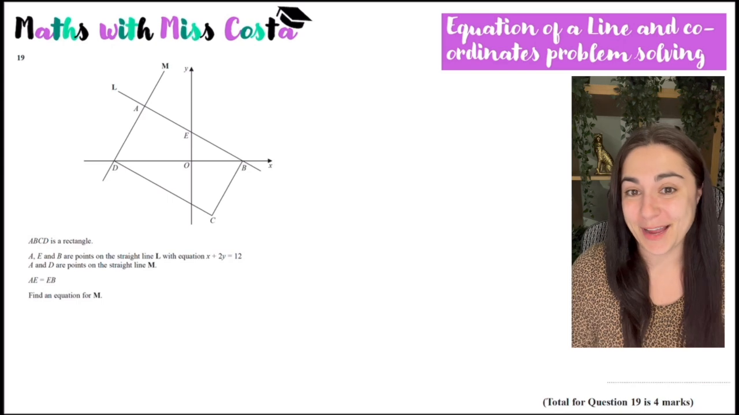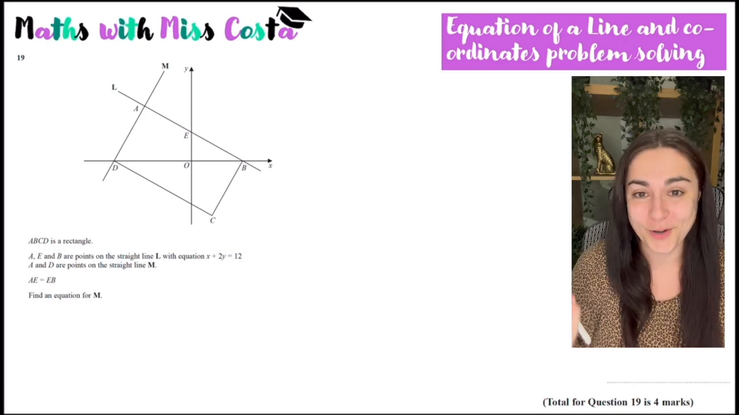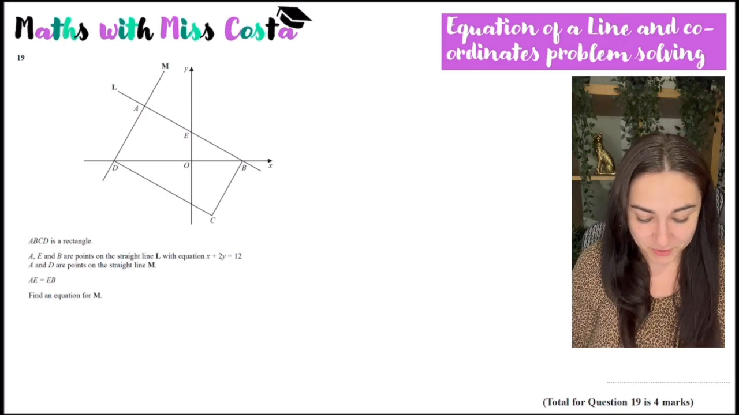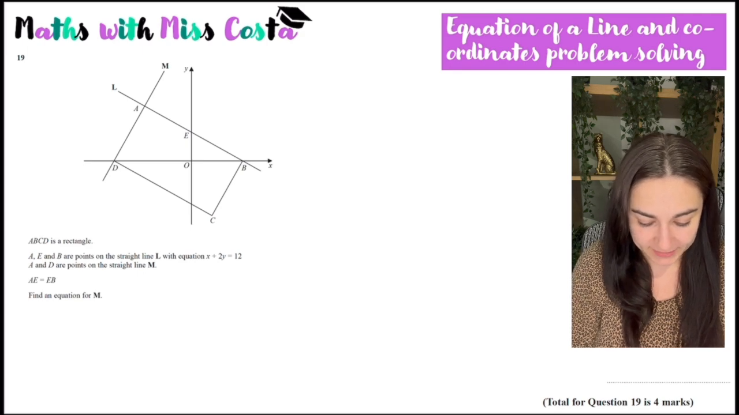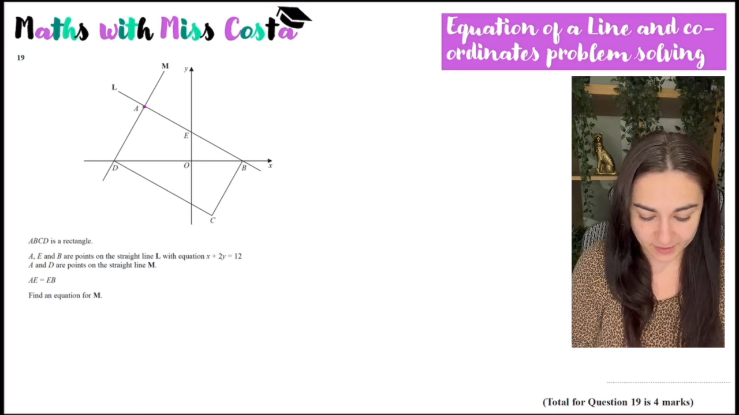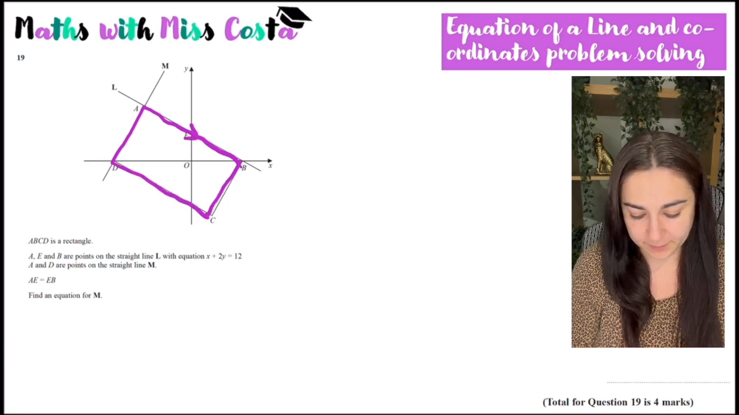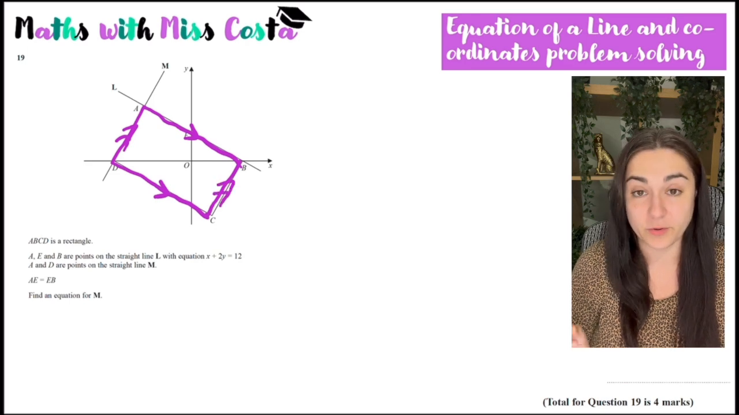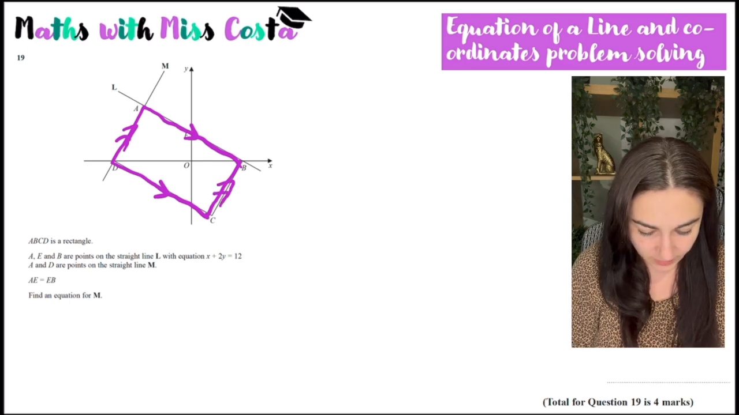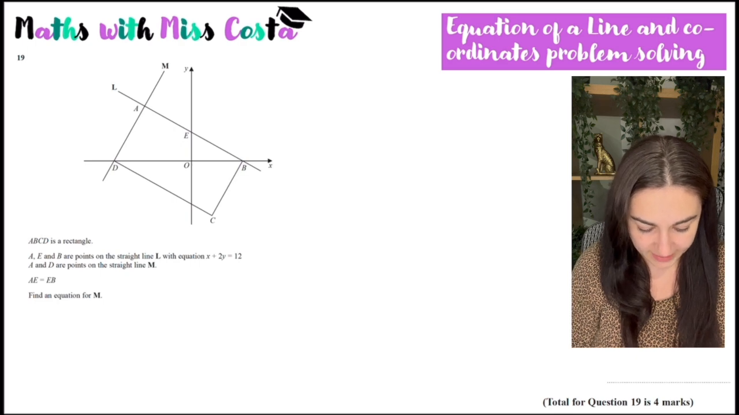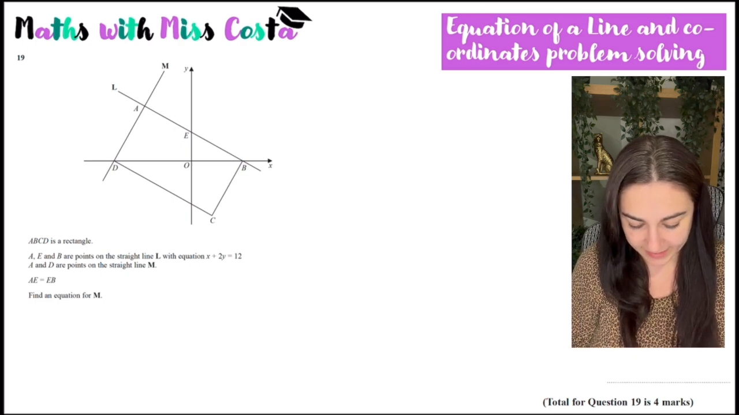And that's okay. So here we have a really fun, nice coordinate problem. I'm told that ABCD is a rectangle. So this shape here is a rectangle, which means that not all of its sides, but this side and this side will be parallel, and this side and this side will be parallel and also equal. I'm also told that A, E, and B are points on the straight line L.